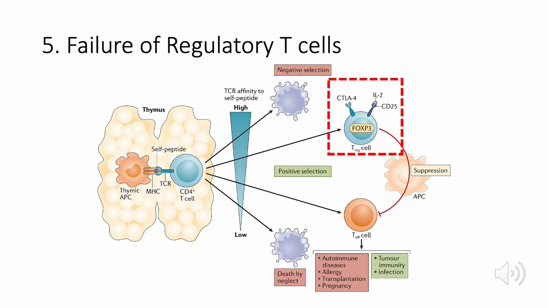Regulatory T cells or Treg produces interleukin-10, which inhibits pro-inflammatory T helper 1 cell. Treg is characterized as CD4 positive, CD25 positive, and FOXP3 positive. If Treg fails, then autoimmune diseases may develop.